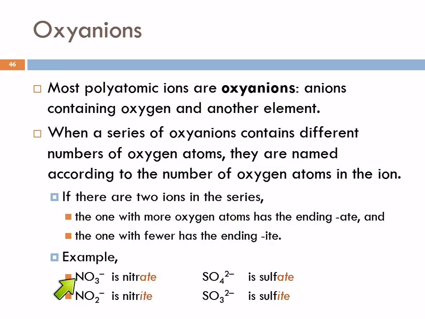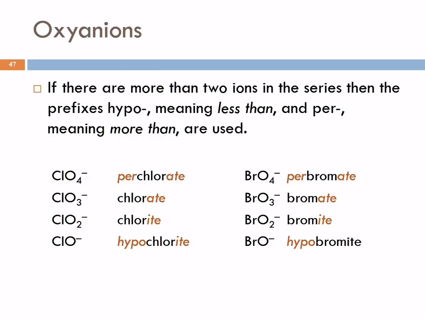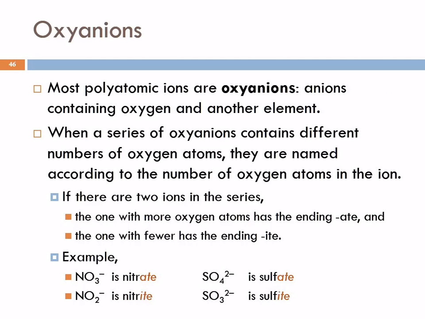So nitrate and nitrite are very similar. The only difference is the number of oxygen atoms. Number of nitrogens is the same, the charge is the same. Here's sulfate and sulfite. The only difference is the number of oxygens. So the names are very similar and the formulas are very similar. Yes? So on that one, NO3 is nitrate, but then SO4 is sulfate.